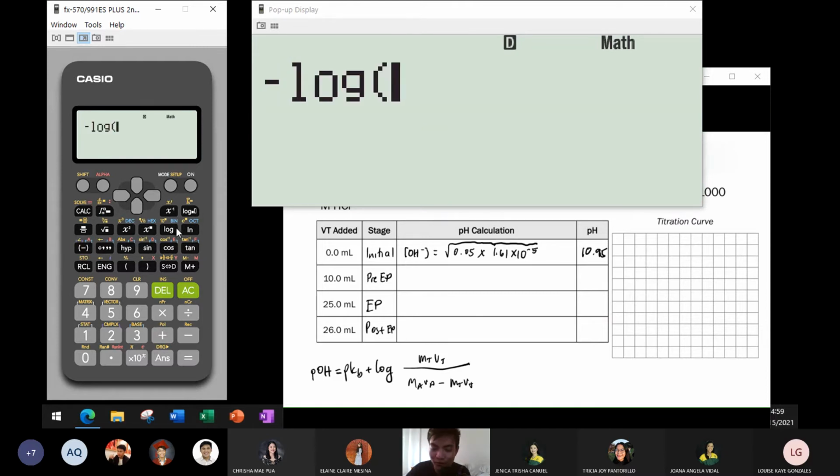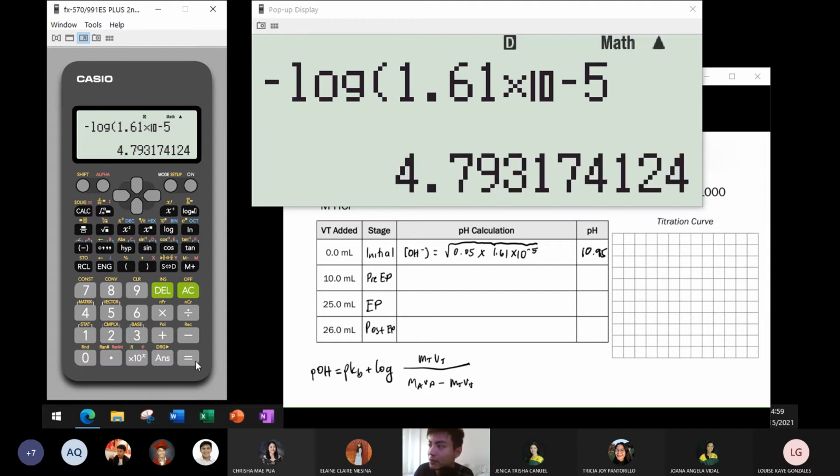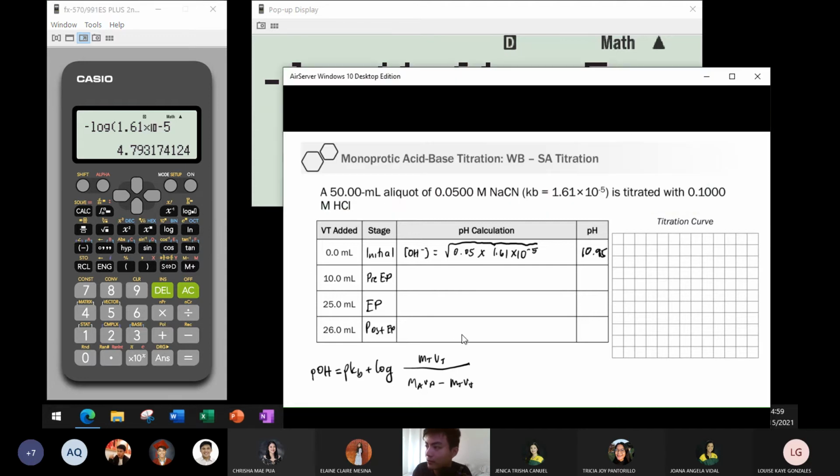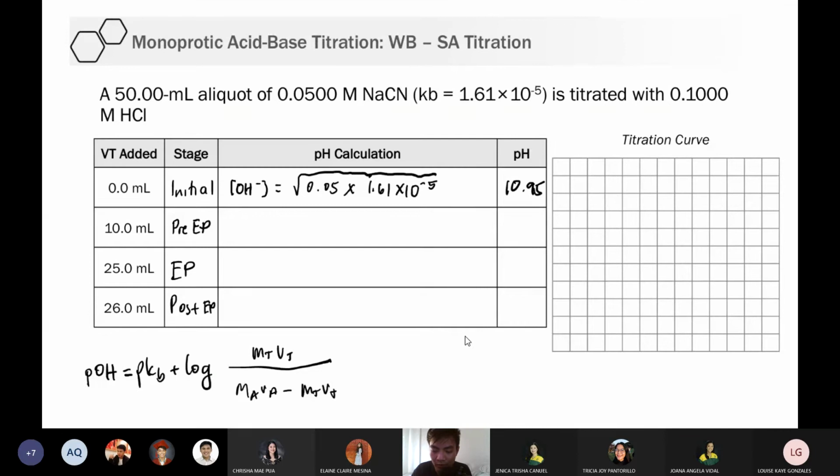Negative log 1.61, 10 raised to negative 5. So pKb is 4.79. Okay, so 4.79. Round off na natin. Okay lang yun. So pOH equals 4.79 plus logarithm. Plug in nyo yung numbers.